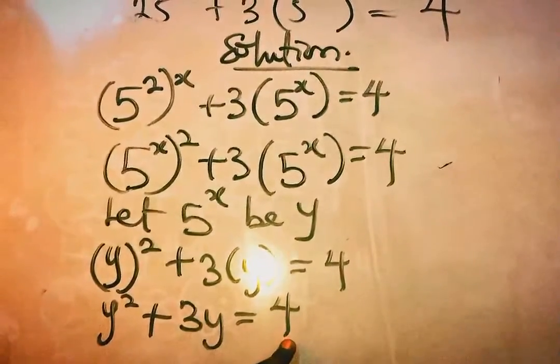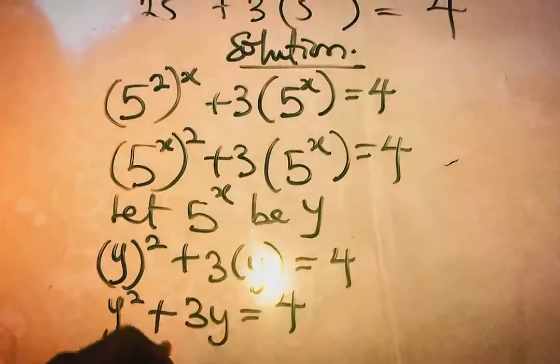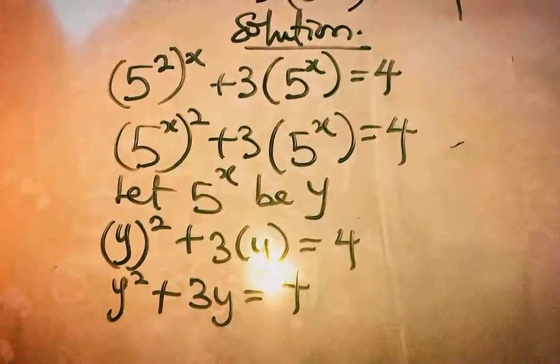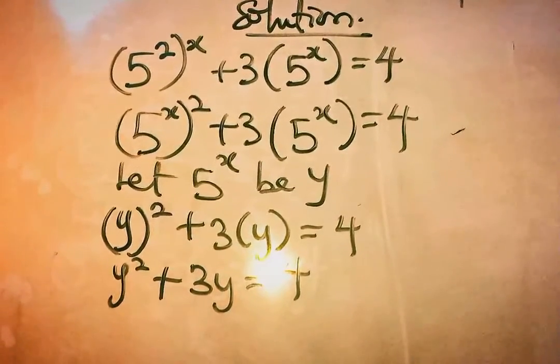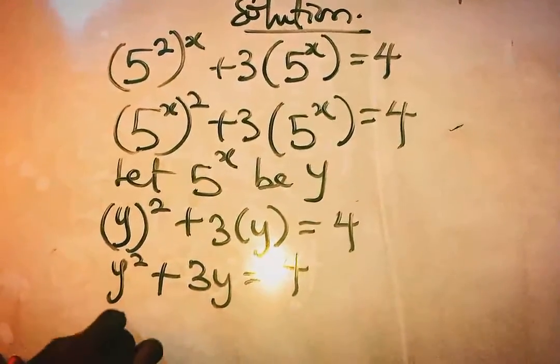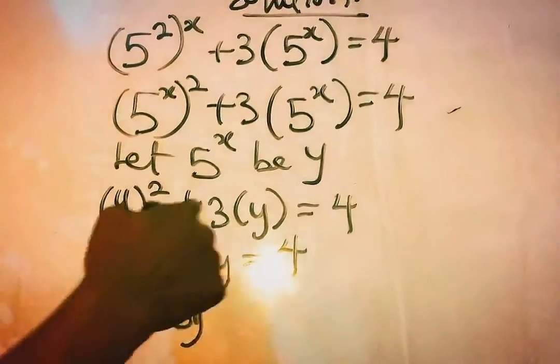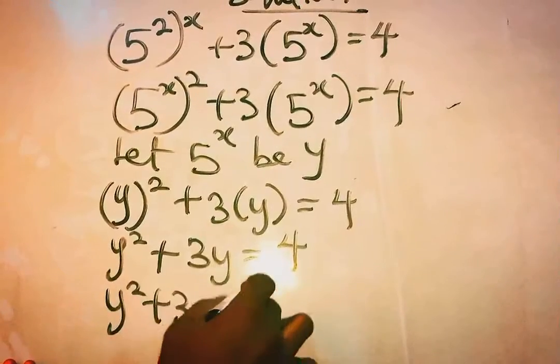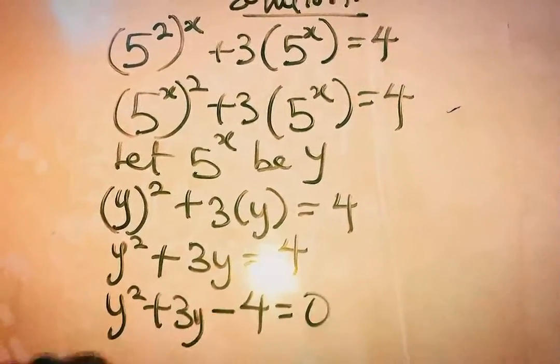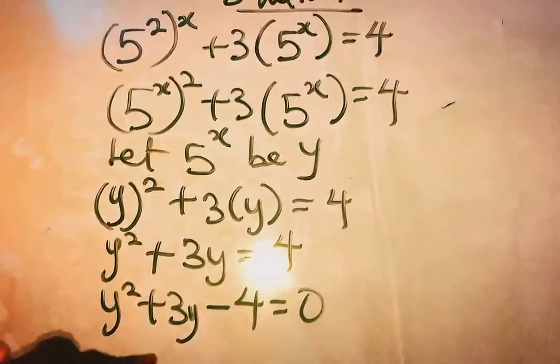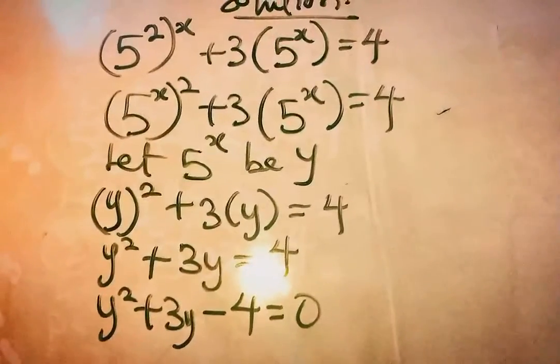I am going to bring this constant 4 into the equation and equate everything to 0, so that this will give us a proper quadratic equation: y squared plus 3y. Remember, this is positive 4. When it comes into the equation, it becomes negative 4. Then I will equate everything to 0. Now this has led us to a quadratic equation.